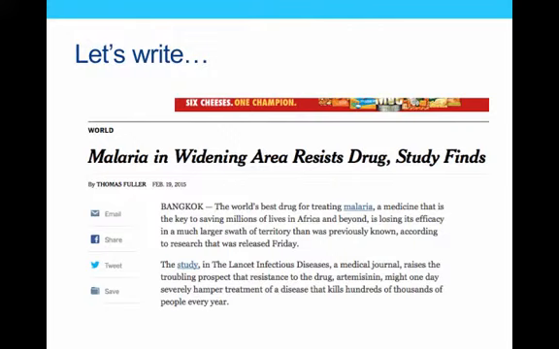So, the world's best drug for treating malaria, a medicine that is key to saving millions of lives in Africa and beyond, is losing its efficacy in a much larger swath of territory than was previously known, according to research that was released Friday. So, the broadcast version of this, number one, needs to be a lot shorter, because just listening to that, you can get lost pretty easily in what is being said.